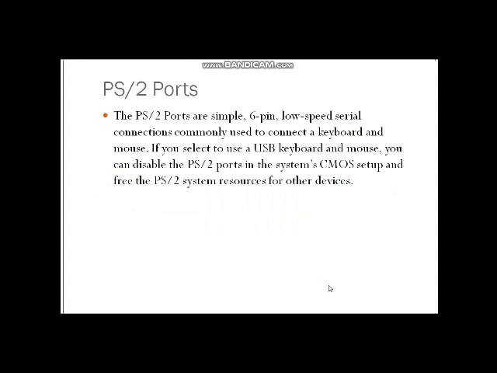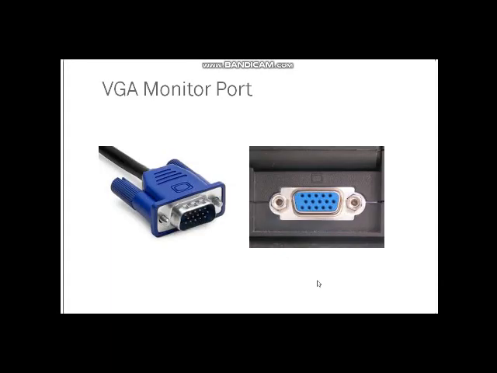PS2 port has a simple 6-pin low-speed serial connection and is commonly used to connect keyboard and mouse. If you select to use USB keyboard and mouse, then you can disable your PS2 port. If your CPU has a PS2 port, then you have to disable that PS2 port and then your USB mouse or your keyboard will be attached to your computer. Okay, let us move to the next port.